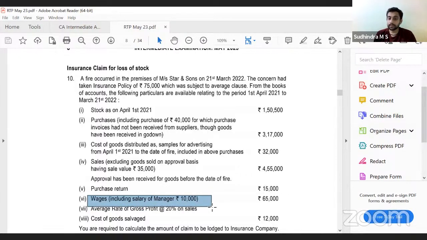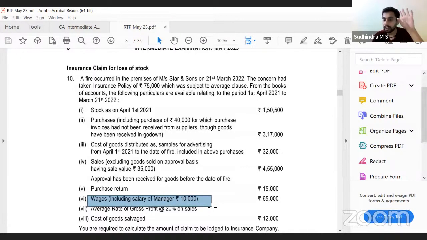Salary of manager should be reduced, because it's an indirect expense. Direct expense wages should be considered only 55,000. Then cost of goods salvaged, that is anyhow after closing stock. So this is given. We have sales into 20%, we get the gross profit. Thereby closing stock will be the balancing figure.